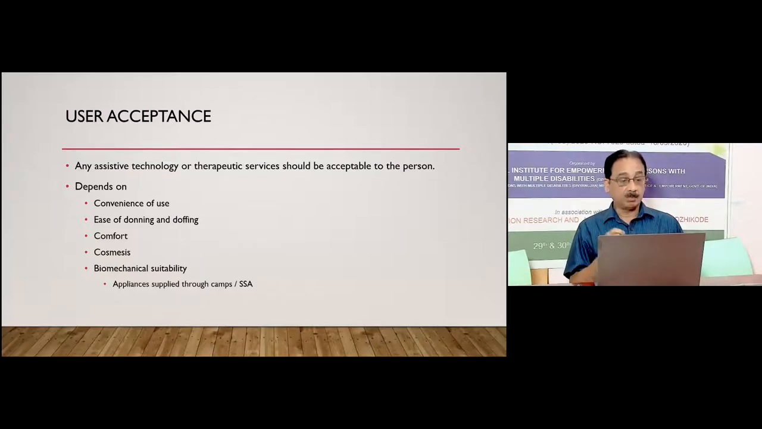Then lastly, the most important thing is the biomechanical suitability. The patient's problem may be a result of either a deformity or a weakness or some sort of problem like that. And there will be a lot of biomechanical issues. And if the orthosis or prosthesis does not address the biomechanical issues, the patient is unlikely to use it. And I am sorry to say that many appliances, especially orthosis, are supplied by different agencies conducting camps, and also government is supplying through the so-called Sarva Shiksha Abhiyan, and so many other programs. And I have seen a number of children getting these orthoses, not using them, because it is not biomechanically suitable for them, or it will be difficult for them to use it. So that is also an important factor in user acceptance.